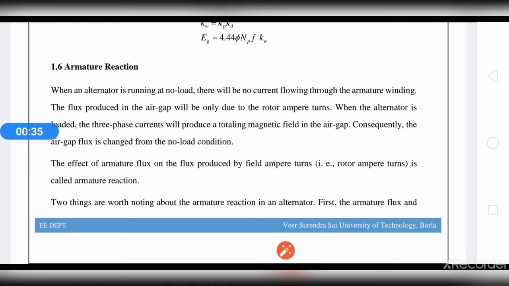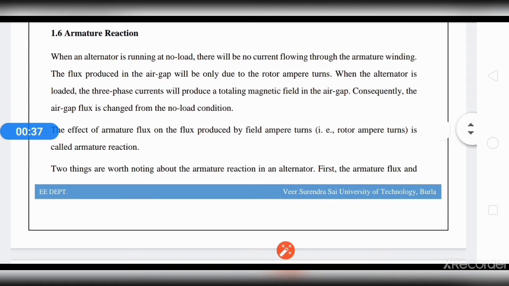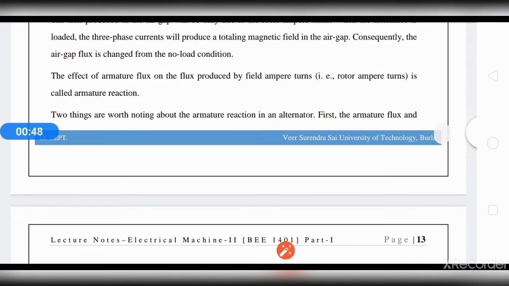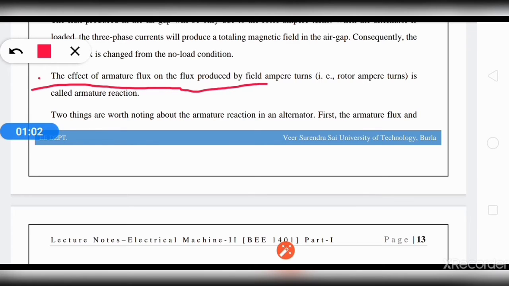When an alternator is loaded, the three-phase currents will produce a total magnetic field in the air gap. Therefore, the air gap flux is changed from no load condition. The effect of armature flux on the flux produced by the field ampere turns is known as armature reaction. We have to note this thing. This is the definition of armature reaction.